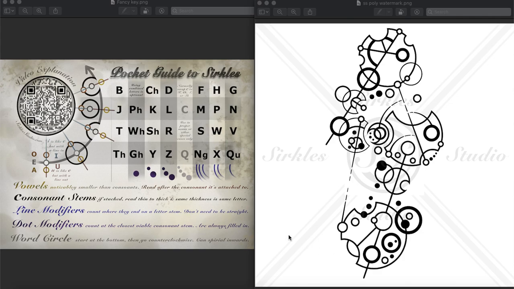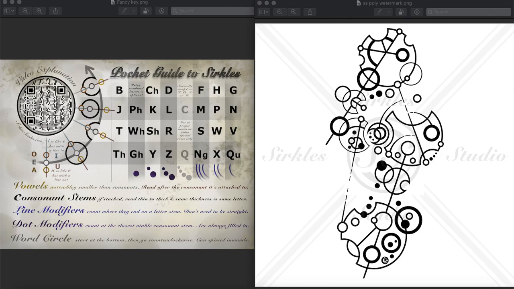Letters have stems, which this one is, a circle inside the word circle, and there are 4 other stems, and then there are modifiers. The modifiers on this one are 2 lines, 1, 2 lines, so that makes it the letter P. Line modifiers count where they end on a letter, not when they pass through anything, so this is the letter P, and then we have an O.